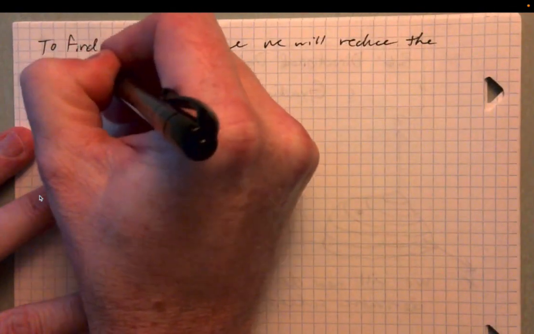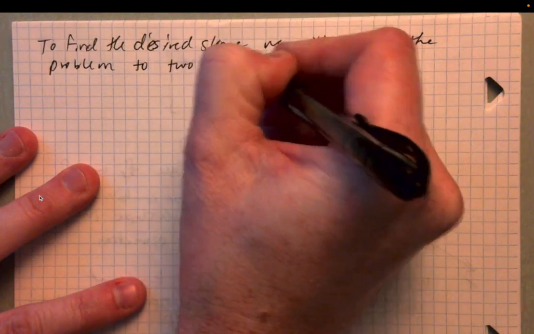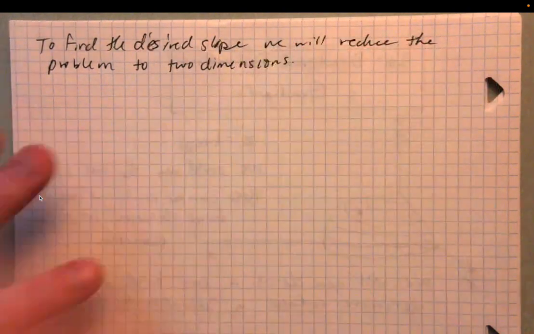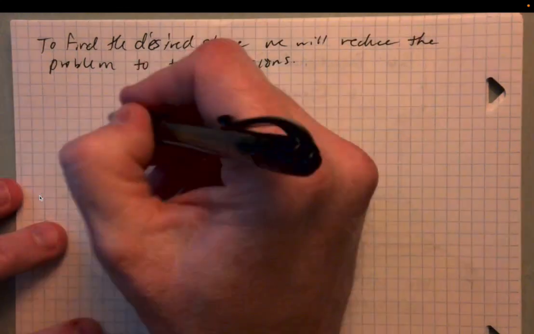We're going to reduce the problem to 2 dimensions. How are we going to do that? Well, we're going to intersect the surface with a vertical plane. This vertical plane is going to pass through the point of interest and is going to be parallel to our direction vector, right? So let's draw a picture here.